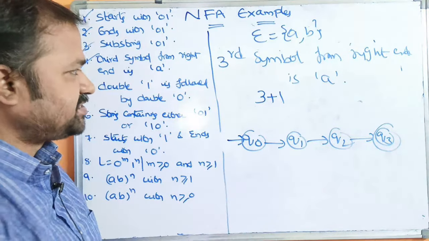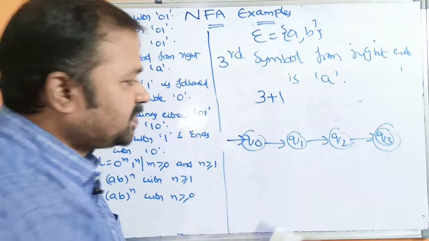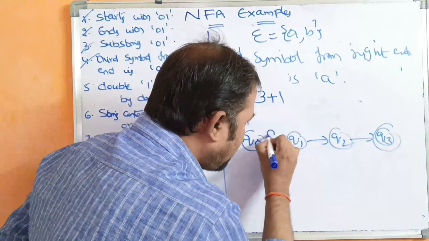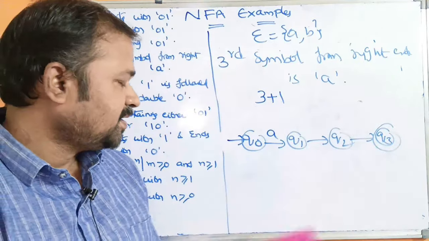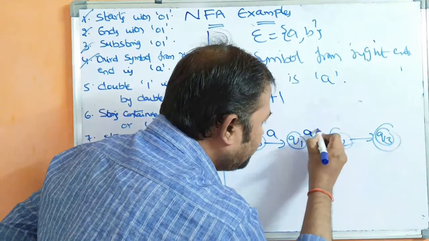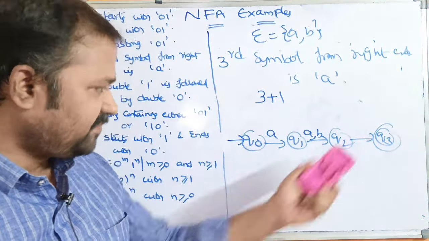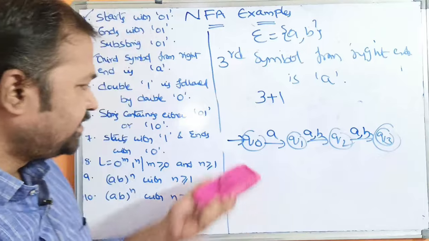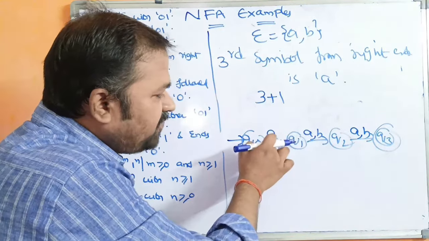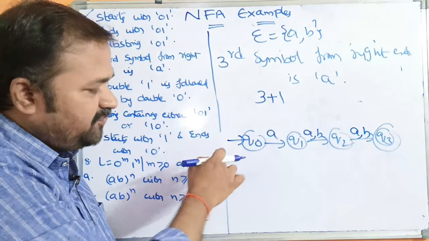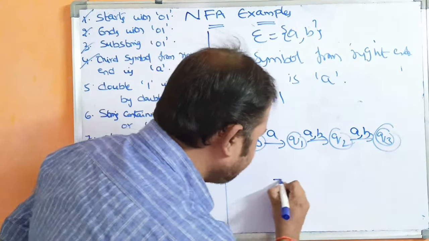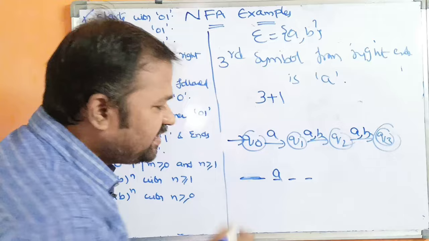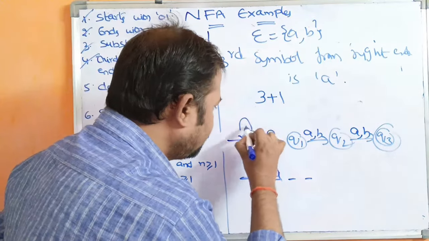Q0 is the initial state. Third symbol from the right end is A. This is the rightmost symbol, next is the second rightmost, then the third rightmost. After that A, we can apply A, B on Q1 and go to Q2. Likewise, we can apply A, B on Q2 and go to the Q3 state. Before this A, we can have any number of A's and B's. There is no restriction on that, so we can apply the self loop.